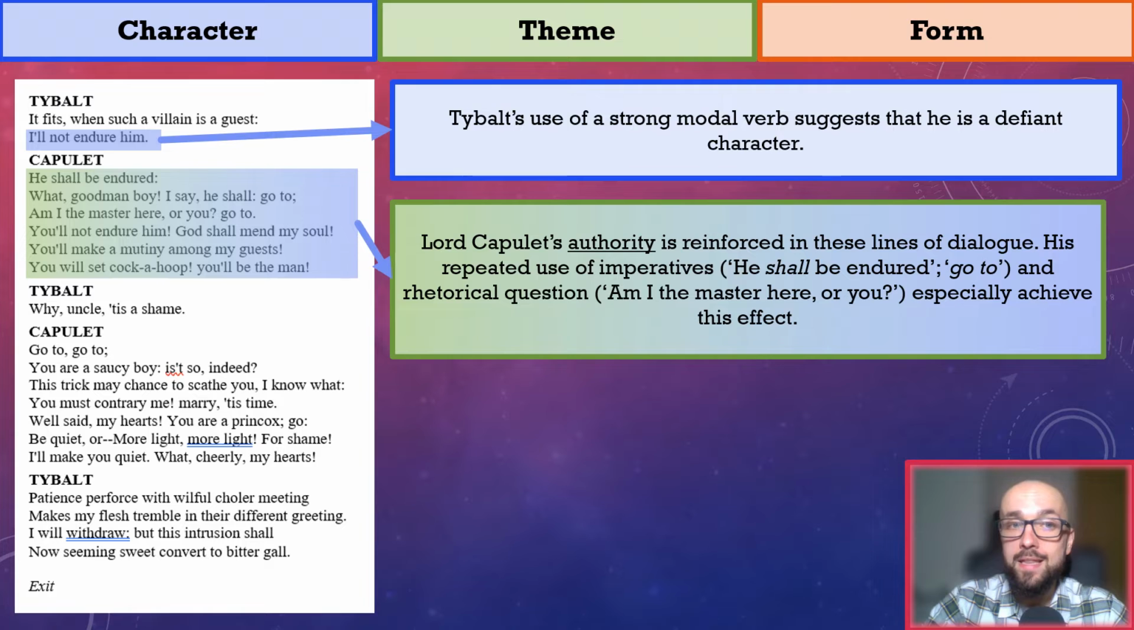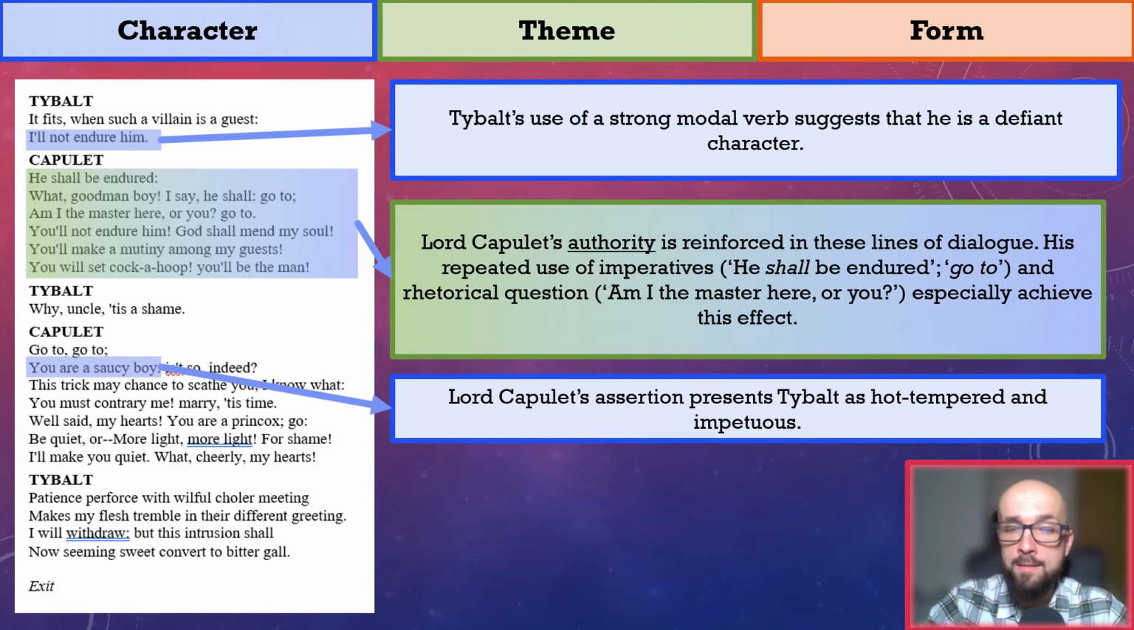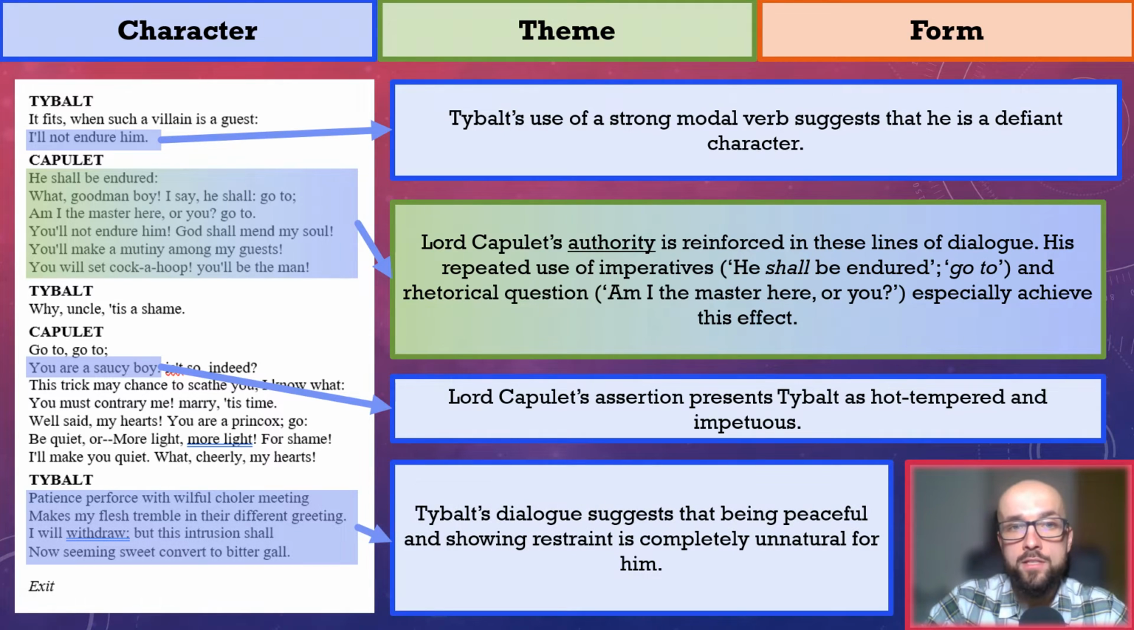Now, Lord Capulet then suggests that Tybalt is hot-tempered and impetuous when he calls him a saucy boy only moments later. And last, Tybalt's dialogue here suggests that being peaceful and showing restraint is completely unnatural for him. This impression is particularly evoked by the phrase "makes my flesh tremble," for it shows that Tybalt has an actual bodily reaction, and one that reveals disturbance and discomfort too, to having to be peaceful.